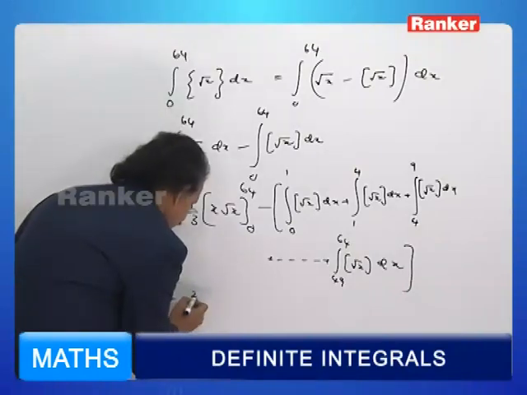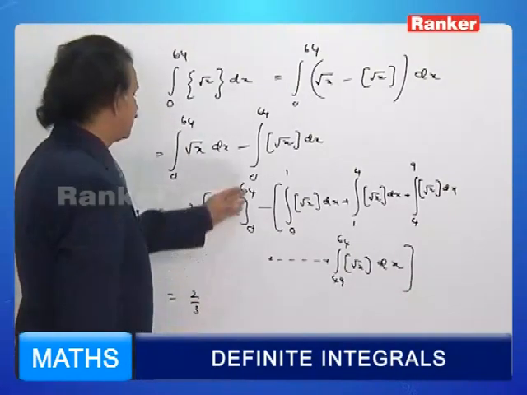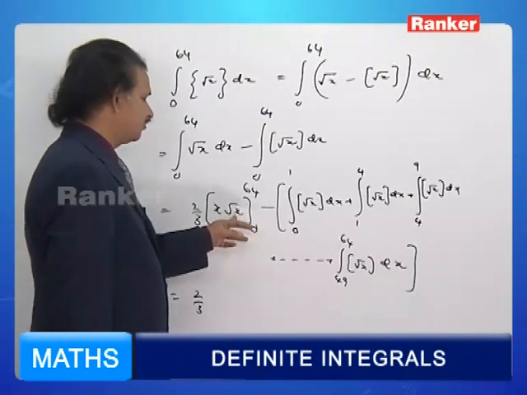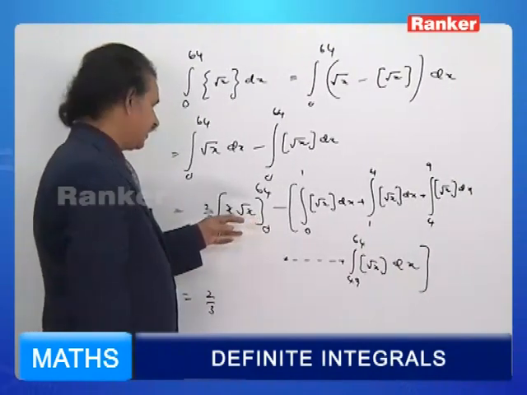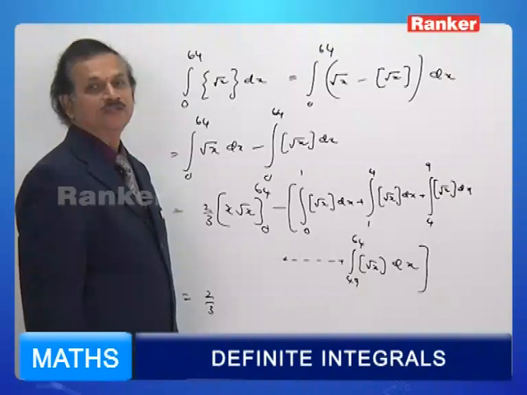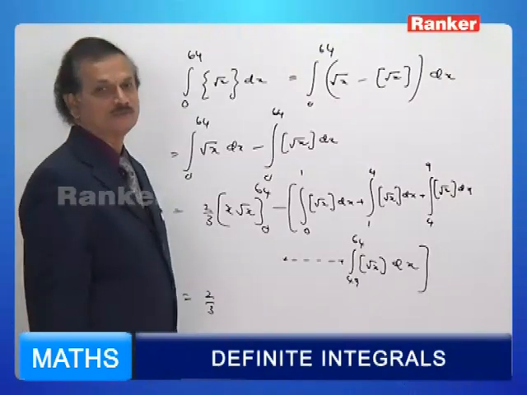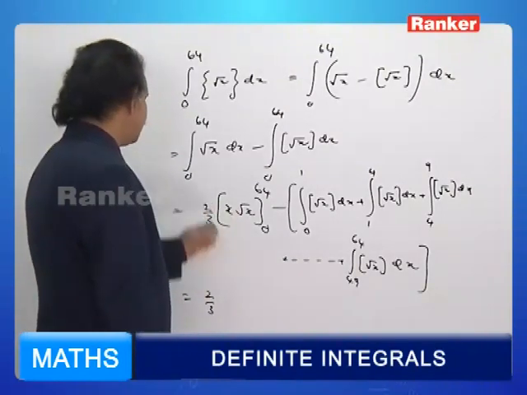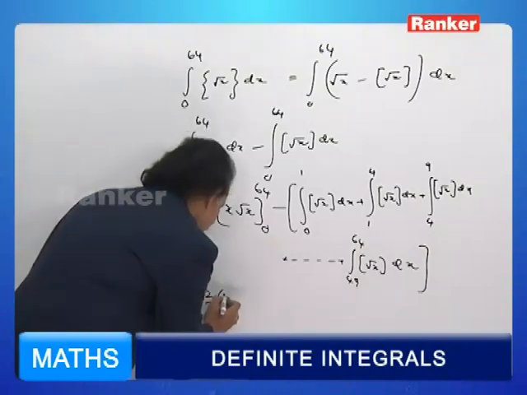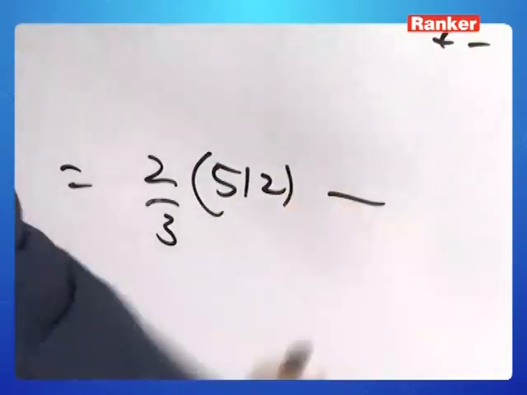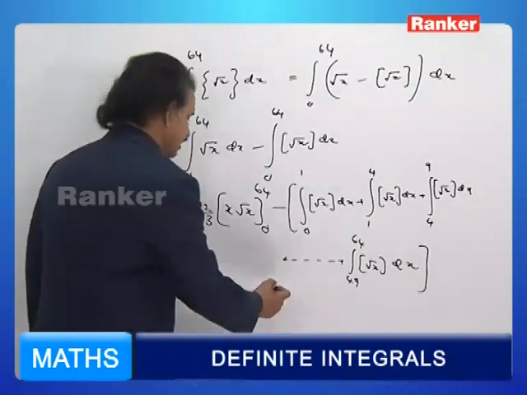This is 2 by 3 into, if you put 64 into root 64. What is root 64? 8. 8 into 64. That is 2 power 6 into 2 cube, 2 power 9, 512, into 2. That is 1024. Let it be minus. Come on, tell me.